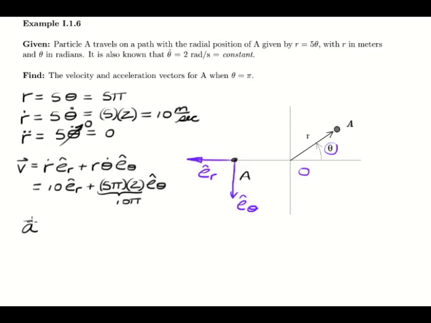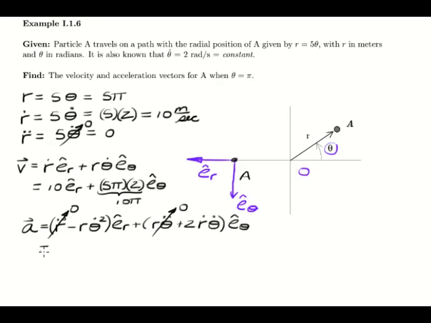A is equal to r double dot minus r theta dot squared, ER, plus r theta double dot plus 2 r dot theta dot, E theta. It's given that theta dot is a constant, so that's a 0. Above we saw, as a result of our differentiation, that r double dot is also equal to a 0.